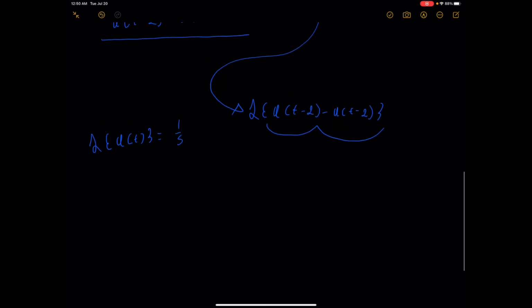However, we have a special case for this type of Heaviside function whenever it's not just u of t by itself, and instead we have a minus, like in this case, where we have u of t minus 2. We have a special case for that, right? Let me go ahead and write down the formal definition for that.